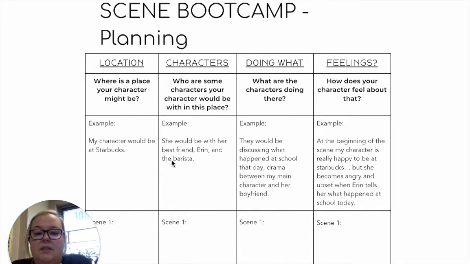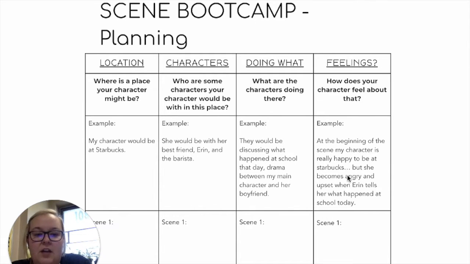And then this next box asks you who are some characters that your character would be with in this place. So I said she would definitely be with her best friend, Erin, and then a barista would have to be there because they're going to order drinks. What are the characters doing there? Why would your character be at this place? In this scene, my character is going to go to Starbucks after school, and they're going to learn about some drama that happened between my main character and her boyfriend.